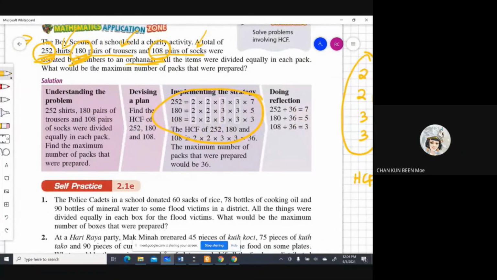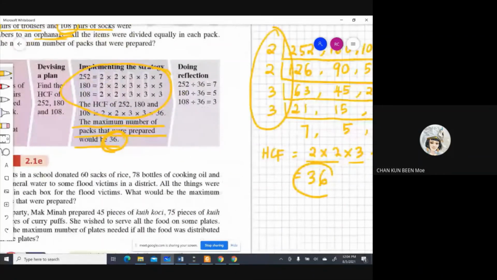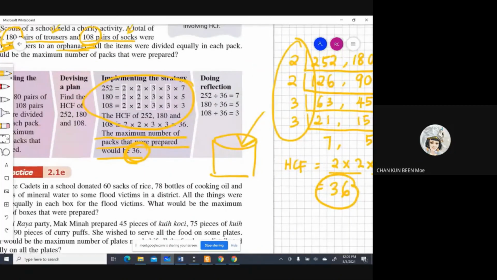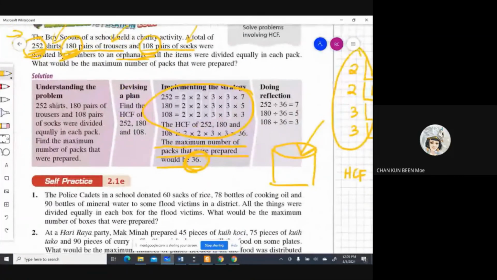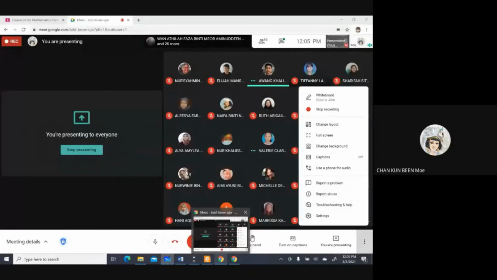So you can see here, the maximum number of packs that will be prepared would be 36. So it is the same as the answer that we found out, meaning that they can make a 36 pack of packing that consists of the shirts, trousers, and also socks. Okay, you can see from the question over here. So do you have any question? The sock, the trousers, and the shirt. No question, you understand that?